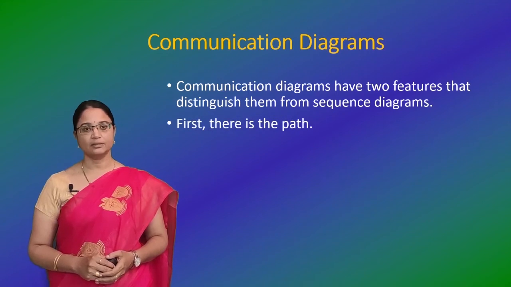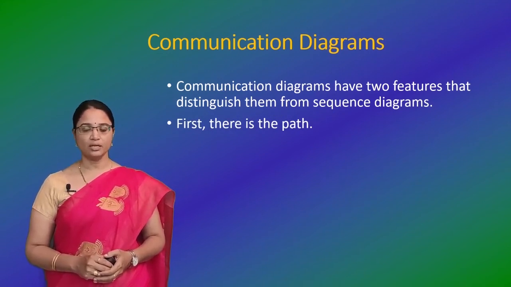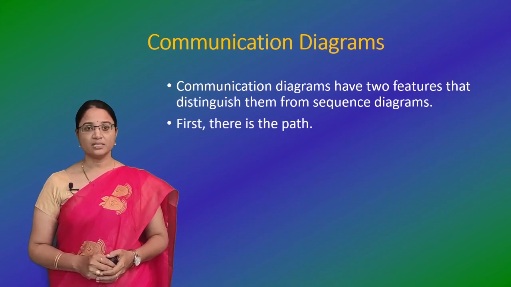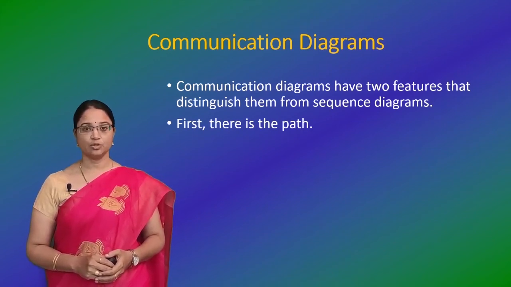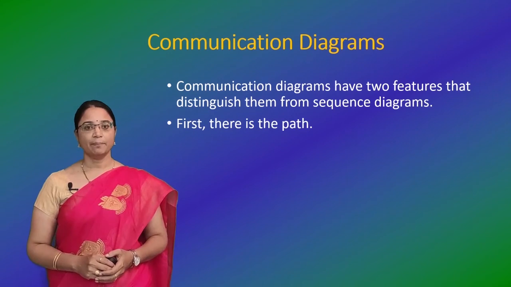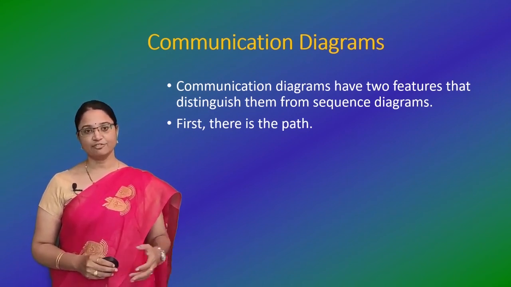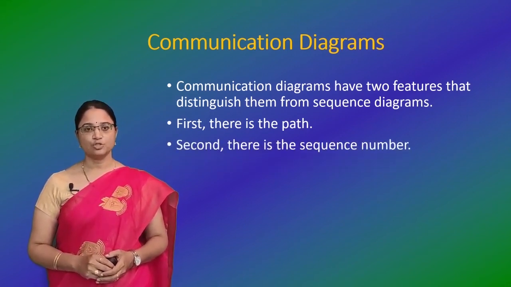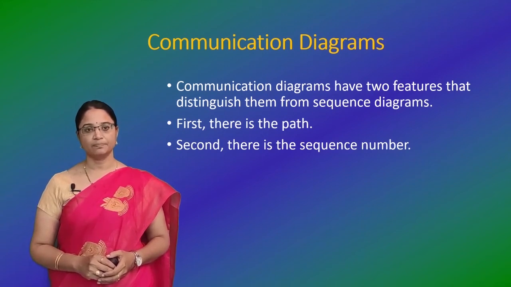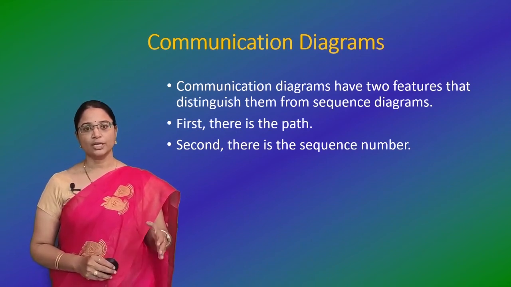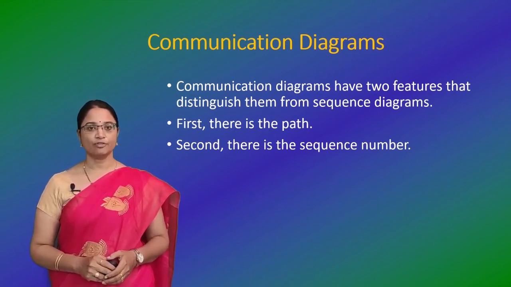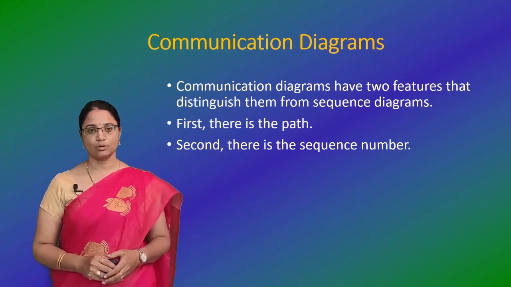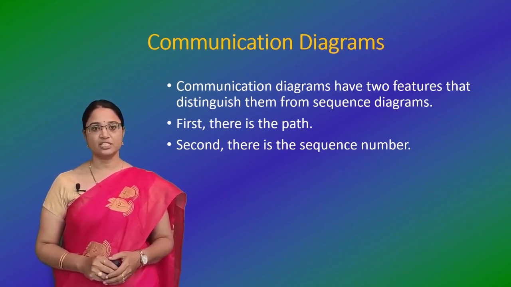First, there is the path. You render a path corresponding to an association. You also render paths corresponding to local variables, parameters, global variables, self-access. A path represents a source of knowledge to an object. And coming to the second feature, there is the sequence number. To indicate the time order of a message, you prefix the message with a number, starting with the message number 1, increasing monotonically for each new message in the flow of control as 2, 3, 4 and so on. To show nesting, you use Dewey decimal numbering.